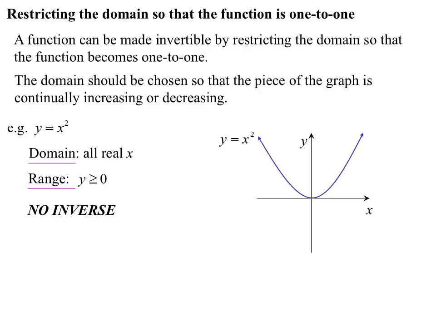So we're going to restrict it. I want to get a piece of this curve which is always continually increasing or continually decreasing. I guess I've got two choices. I've gone for x is greater than or equal to 0, but I guess there's no reason why I couldn't have gone for x less than or equal to 0.